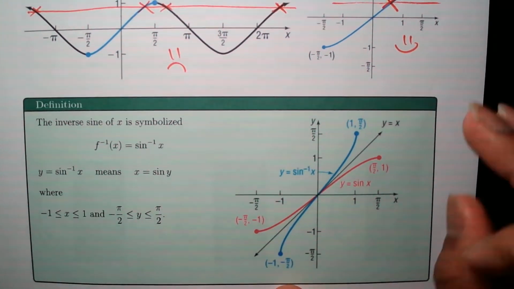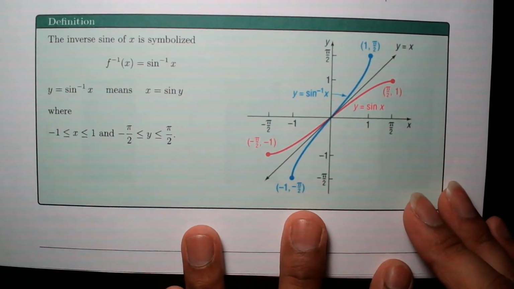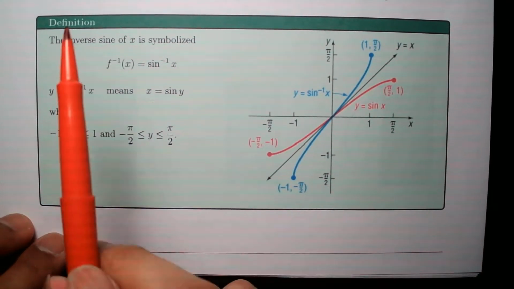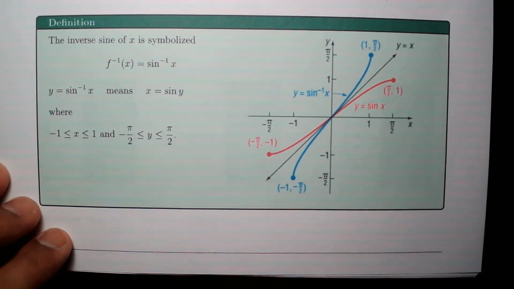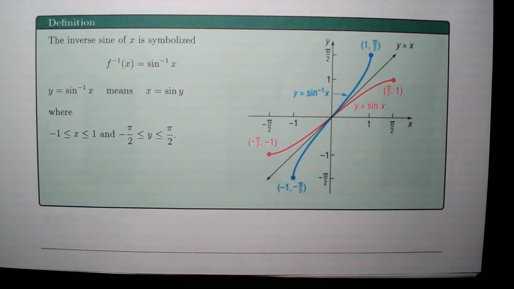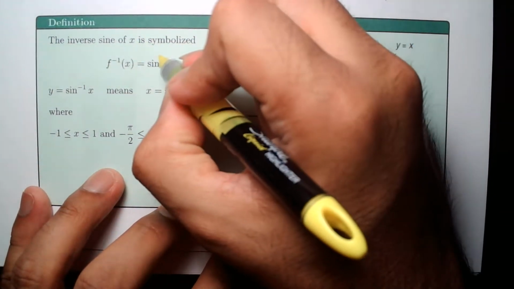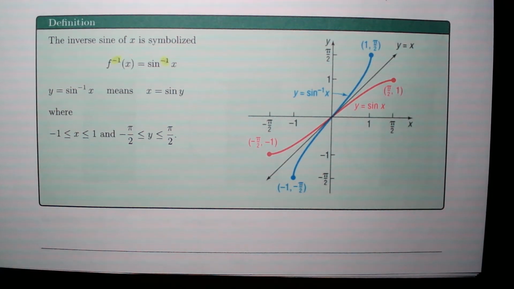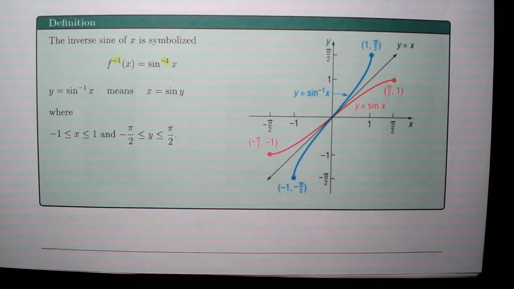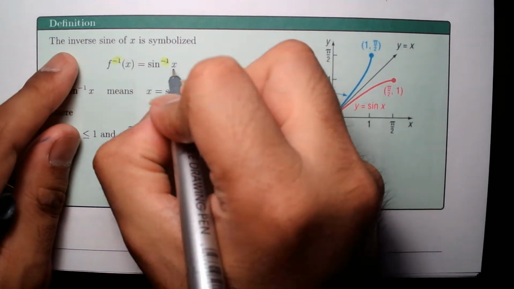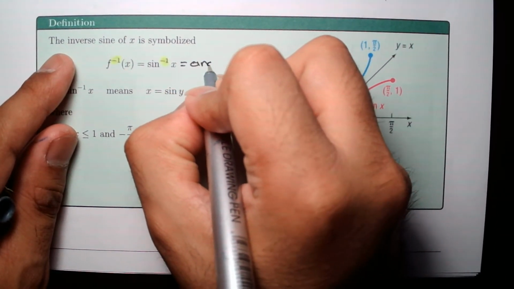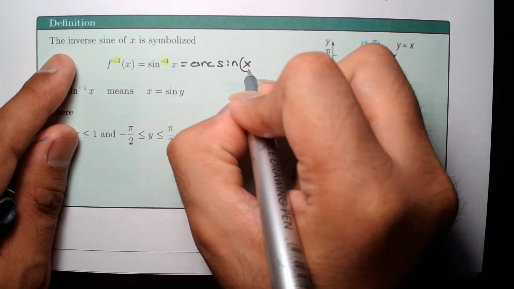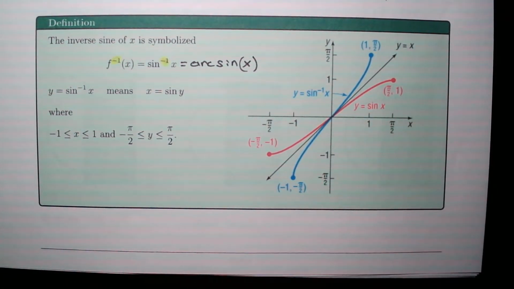What are the properties of this function? Let's have a look. Number one, the inverse sine function has the following symbol. It has this to the negative 1 notation. Be careful, that's not a reciprocal, that's not an exponent either. This is to tell that this function is its inverse. There's another notation for this kind of function. The other notation is using the arc notation, arc sine of x. Arc sine is another way to denote this.